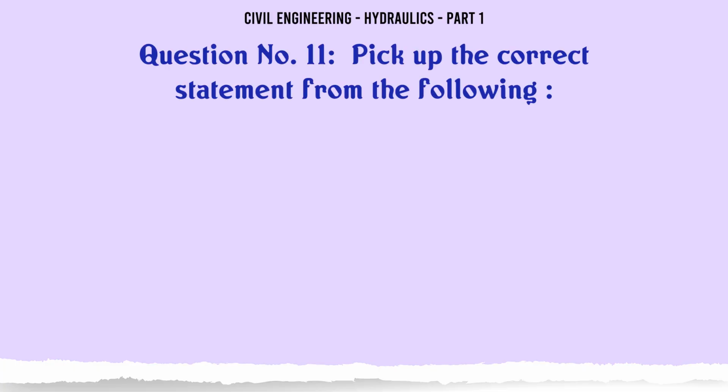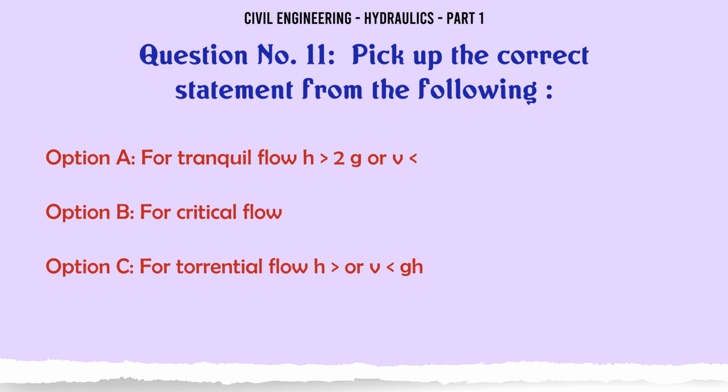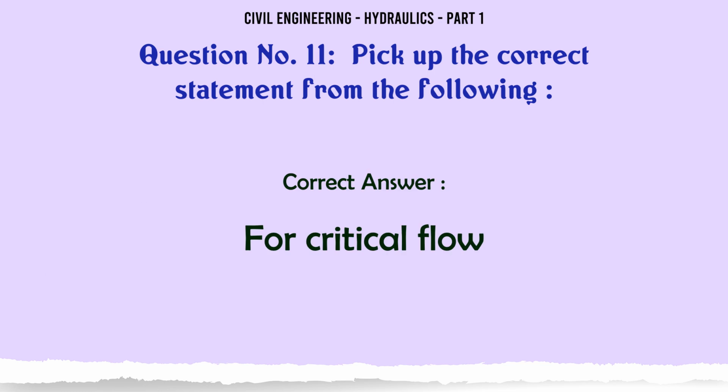Pick up the correct statement from the following. A. For tranquil flow, H, 2G or V, B. For critical flow, C. For torrential flow, H, or V, GH, D. None of these. The correct answer is for critical flow.